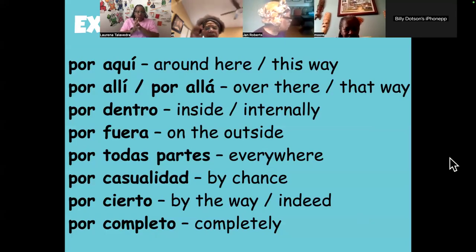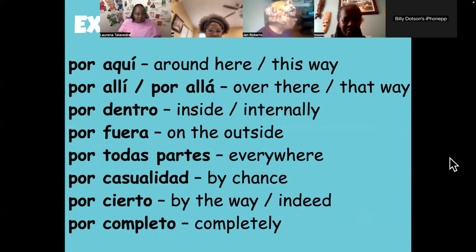Okay. How about preguntas? For the por todas partes, is there ever a time that there is a todos? Because I thought I saw todos as far as masculine.